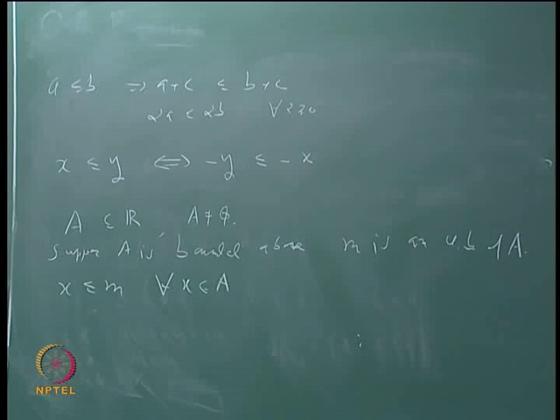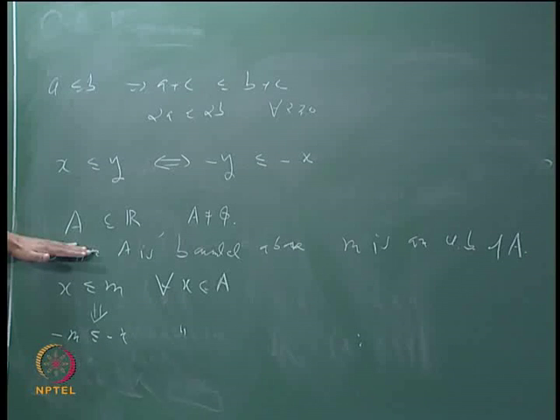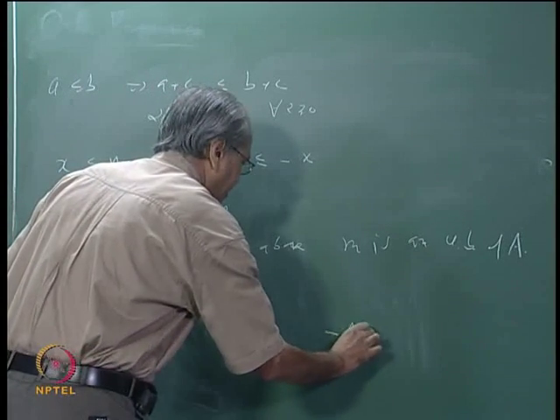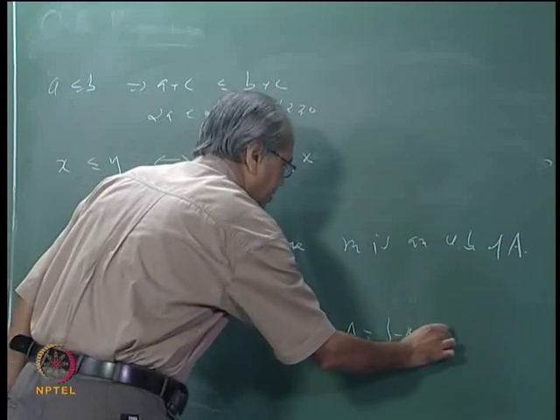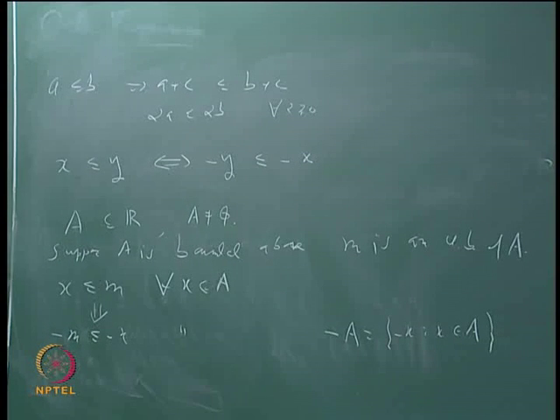Now use this. This is the same as saying that minus M is less than or equal to minus x for every x in A, right? Now suppose instead of A I consider the set minus A. Minus A means take minus x for every x in A. I will just use that notation. It's clear that if A is non-empty, minus A is also non-empty, because if some x belongs to A, minus x belongs to minus A.